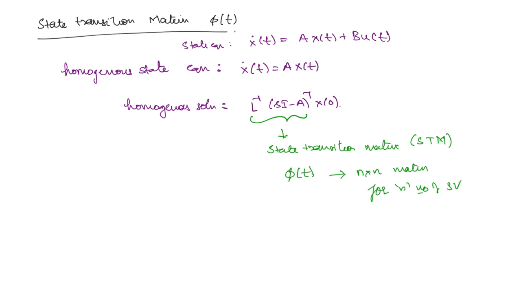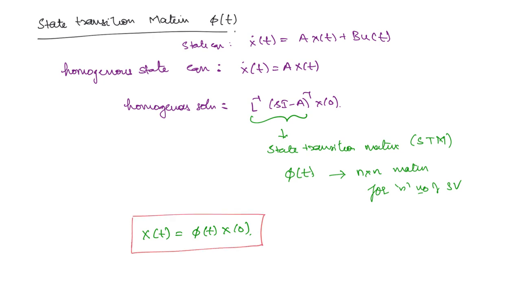So why is it called the state transition matrix? You can write the homogeneous solution as x of t is equal to phi of t into x of 0. So once you know the state transition matrix, you can get, at any time t, how the system will transition from the initial states, what the state is at that point of time. Since it defines the transition of each of the state variables, we call this the state transition matrix.